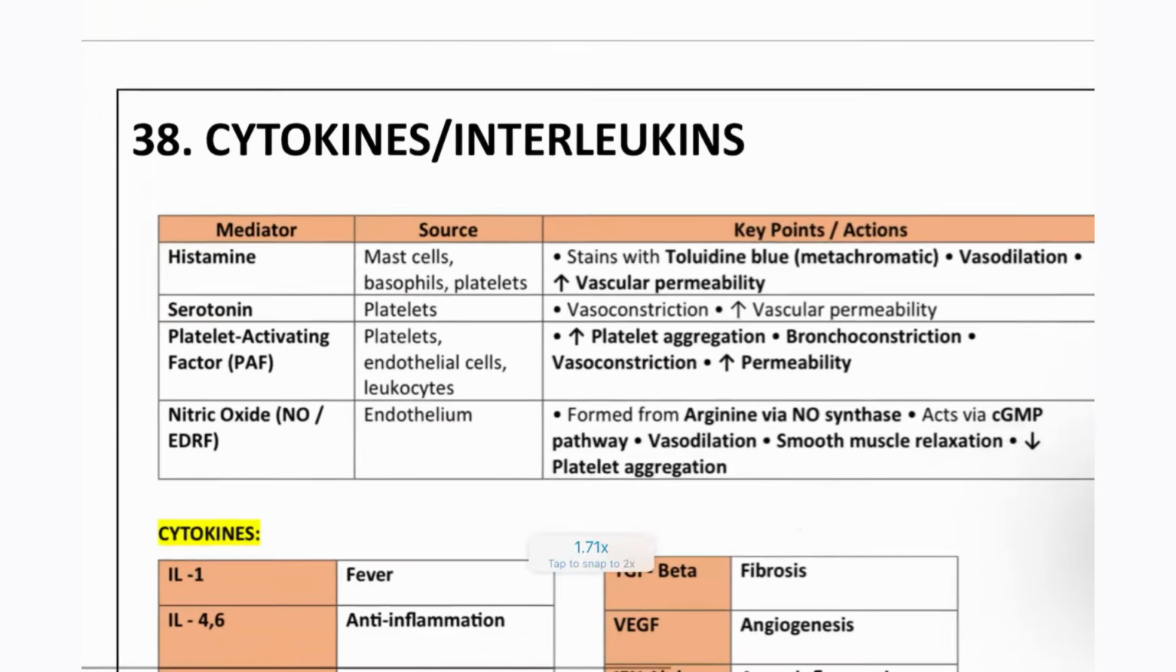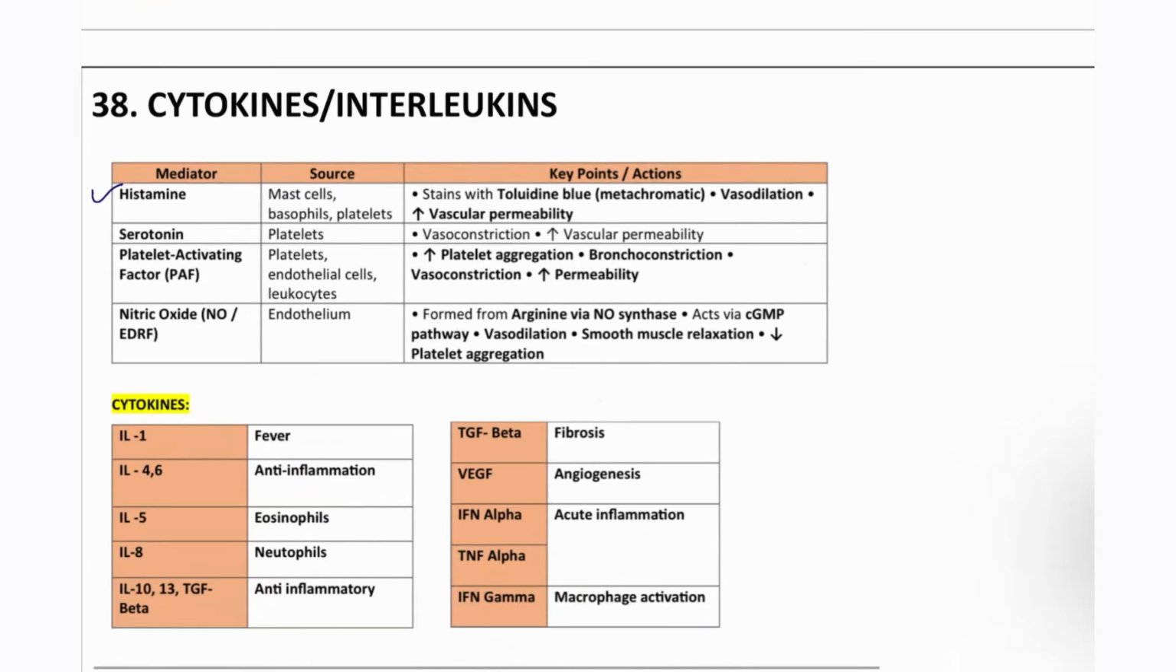Next, moving on to the mediators. Histamine is important for mast cells, basophils, and platelets. The most important function is vascular permeability. Next, serotonin can act on vascular permeability and vasoconstriction. Platelet activating factor works as a vasoconstrictor, causing platelet aggregation, vascular permeability, and bronchoconstriction. Nitric oxide, an arginine derivative, decreases platelet aggregation, causes vasodilation and smooth muscle relaxation.